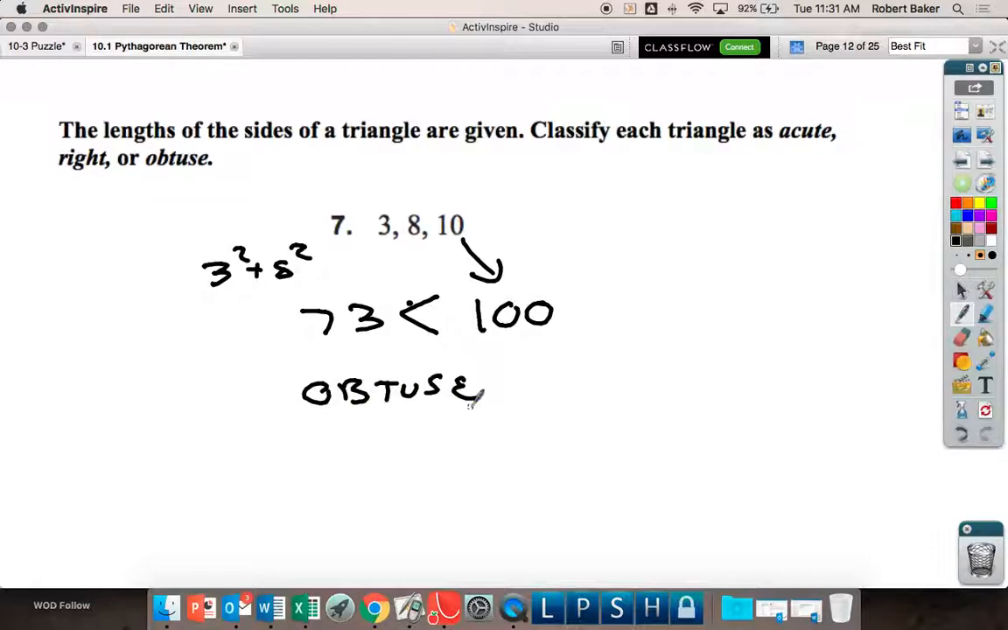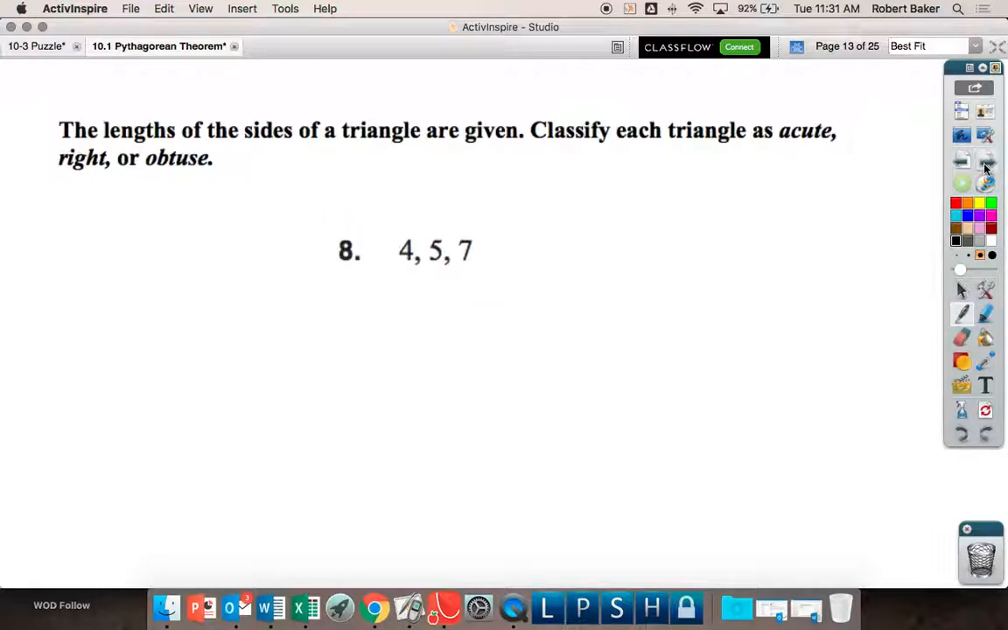Now the reason you're confused is because in your notes it's presented backwards. They write C first. So which one's the biggest number here? 7. What is 7 squared? 49. And then 25 plus 16? 41. Is 41 bigger or smaller than 49? Smaller.